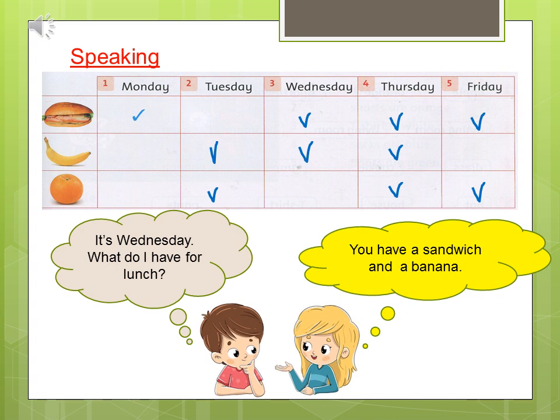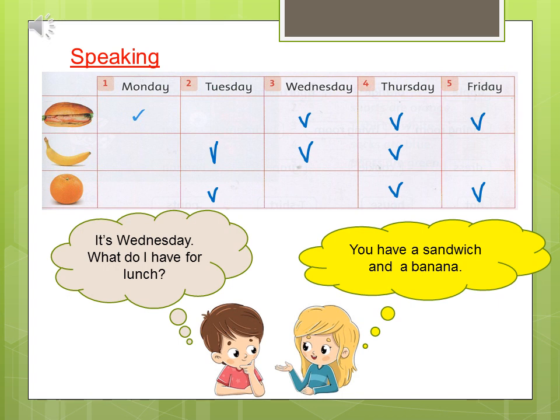You have a sandwich and a banana. Look at number one. It's Monday. What do I have for lunch? You have a sandwich. Number two. It's Tuesday. What do I have for lunch? You have a banana and an orange. Number four. It's Thursday. What do I have for lunch? You have a sandwich, a banana, and an orange. Number five. It's Friday. What do I have for lunch? You have a sandwich and an orange.